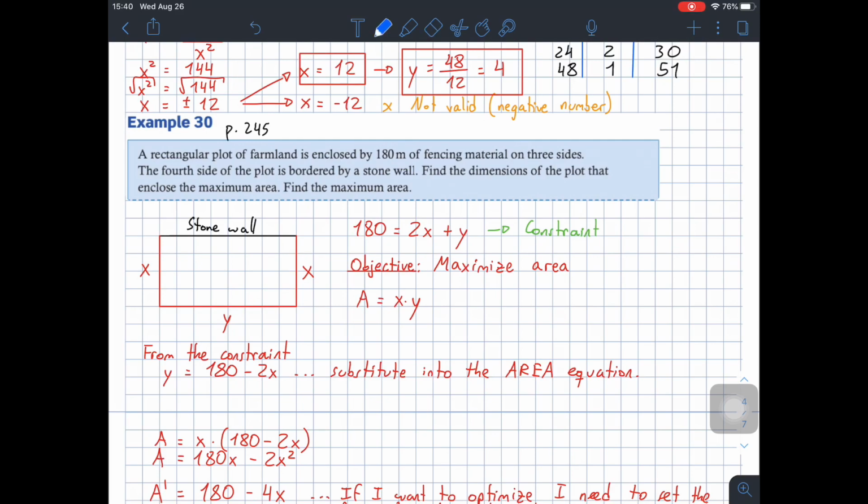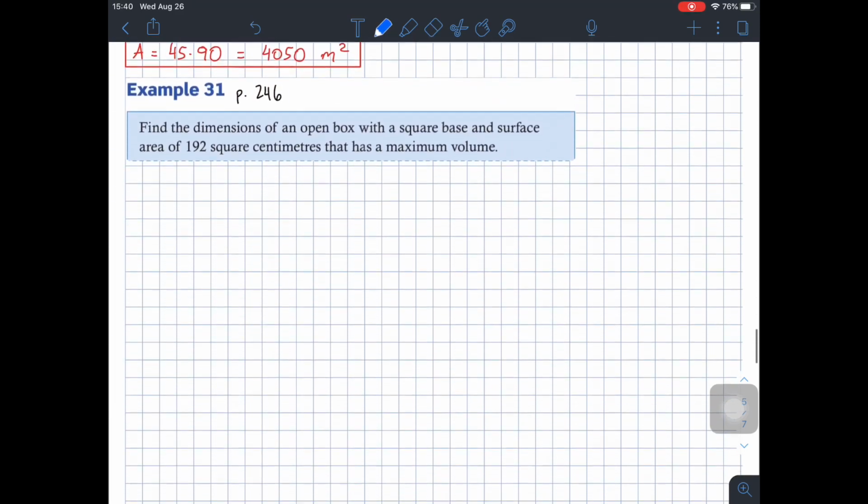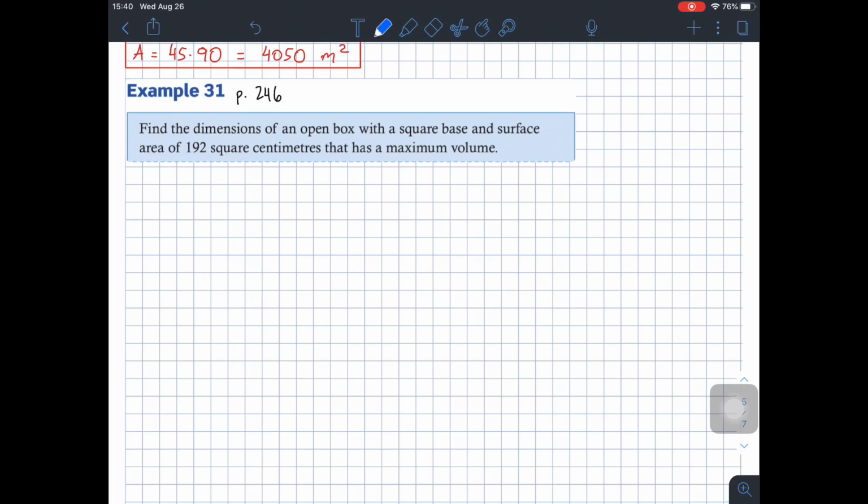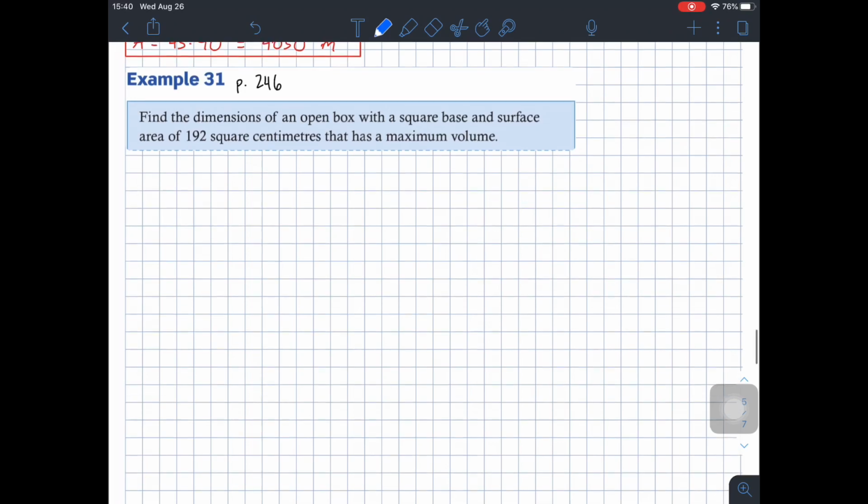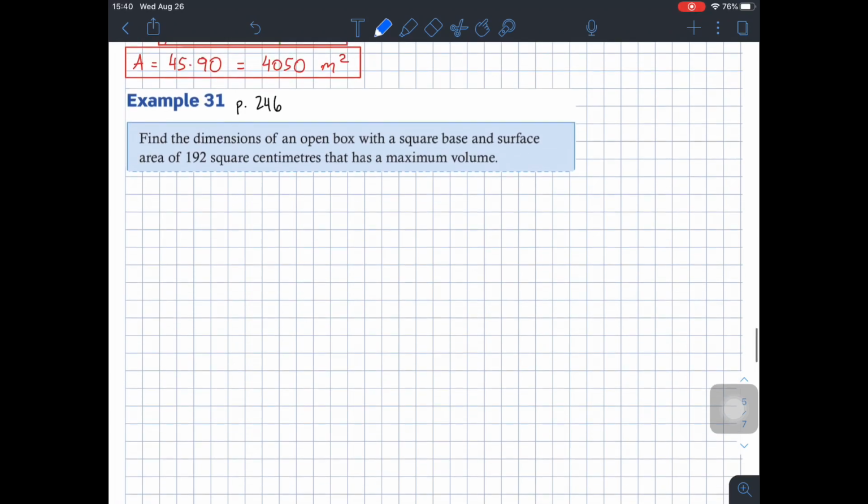Okay, so let's see another example. This one, example 31, says: find the dimensions of an open box with a square base and a surface area of 192 square meters that has a maximum volume. In this case, our objective is to maximize volume, and our constraint is that the surface area must be 192 square meters. Okay, that is our constraint.